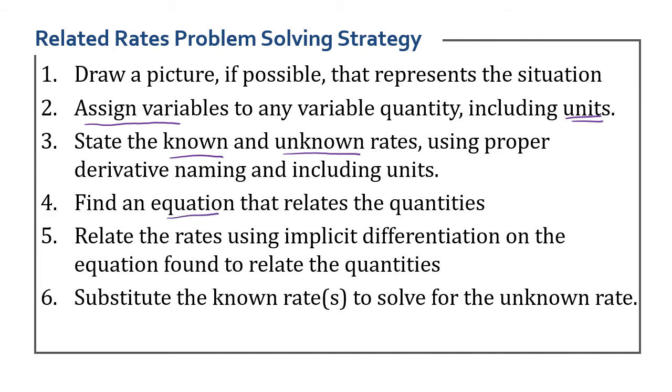Write an equation that relates the two quantities, and then you're going to relate the rates using implicit differentiation on the equation that you found in step 4, and then you'll substitute the known rates that you know of to find the unknown rate. That sounds like a lot, doesn't it? So take a deep breath and let's start working through some problems.